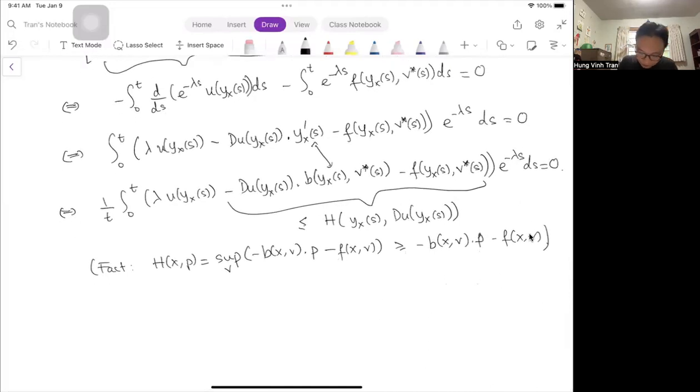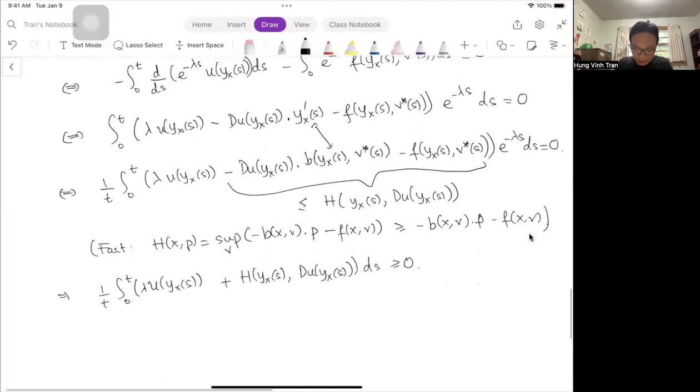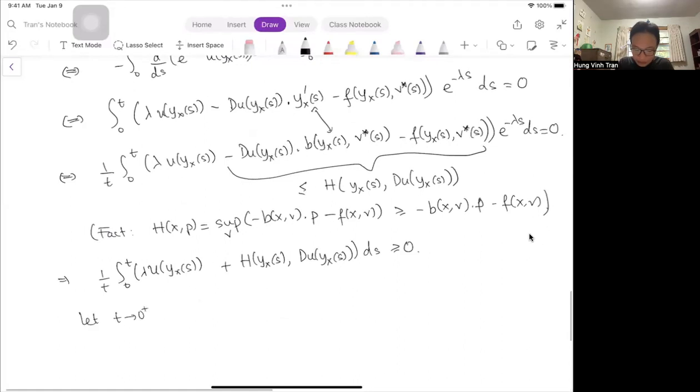Yeah, and we are in business. We have 1 over t, the integral from 0 to t of lambda u(y_x(s)) plus H(y_x(s), Du(y_x(s))) ds is greater than or equal to 0. And again, you take the average, you let t go to 0. Everything is continuous, everything is supposed to be smooth enough for you. So we recover exactly that lambda u(x) plus H(x, Du(x)) is greater than or equal to 0, and we are done.